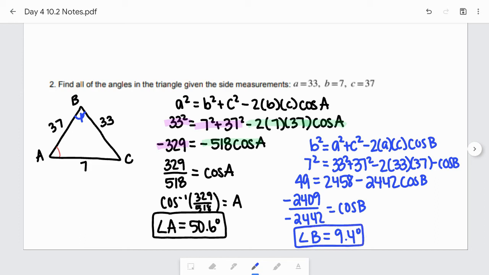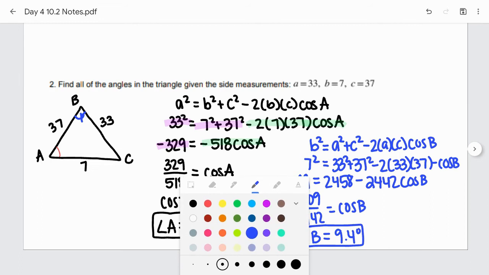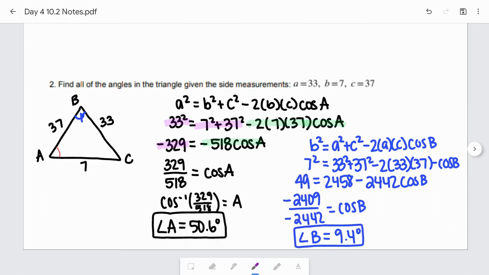Last, I still need to find the measure of angle C, but remember the sum of a triangle is 180 degrees. So angle C is going to be equal to 180 minus 50.6 degrees minus 9.4 degrees. So we find that angle C is approximately 120 degrees.